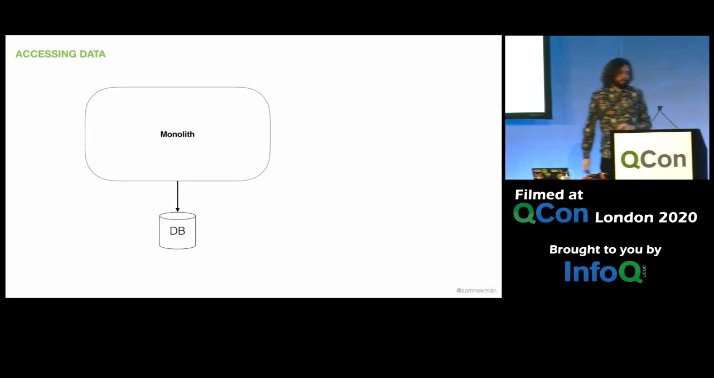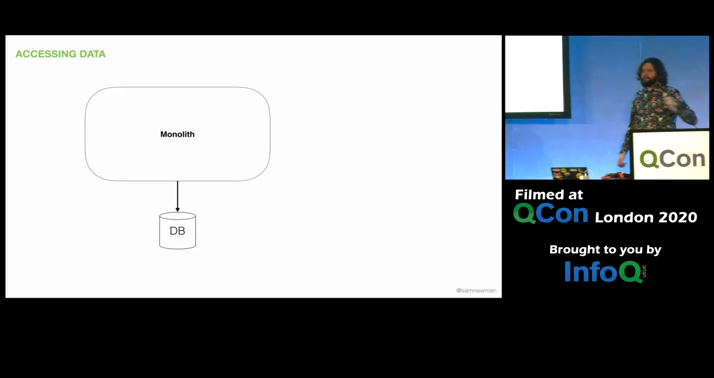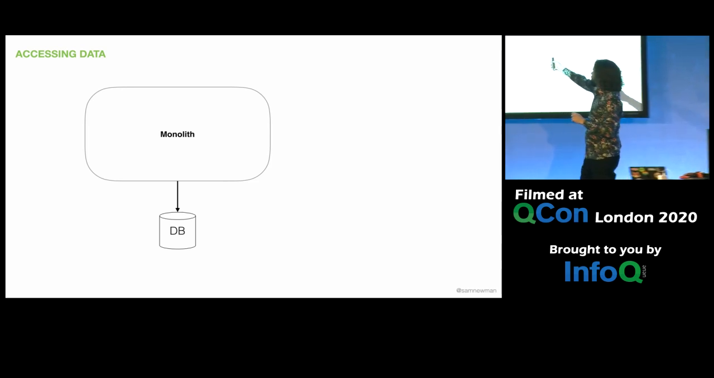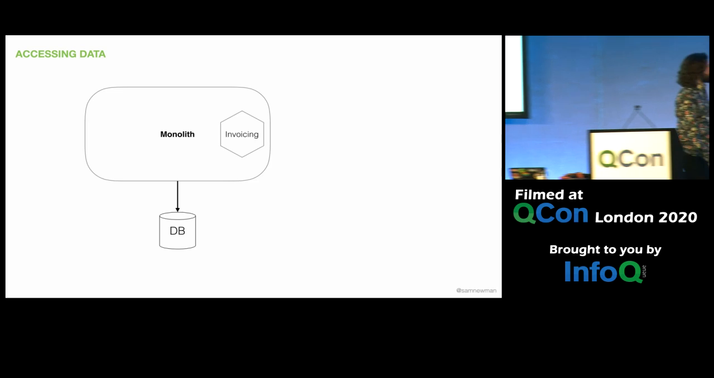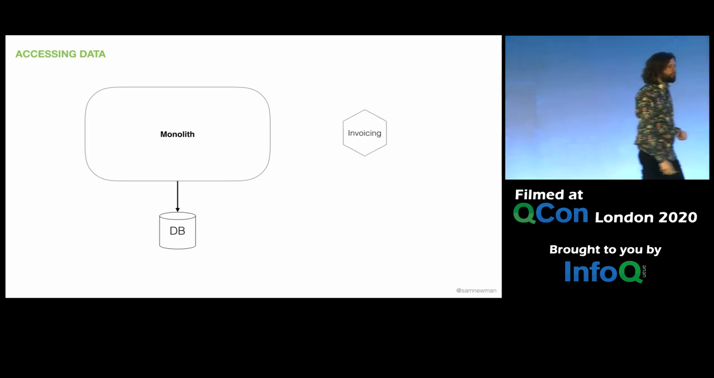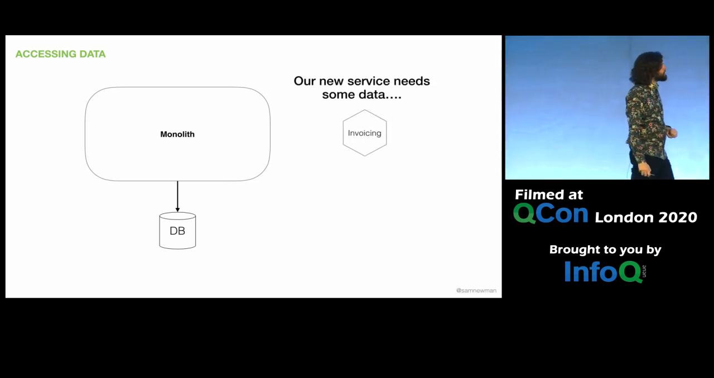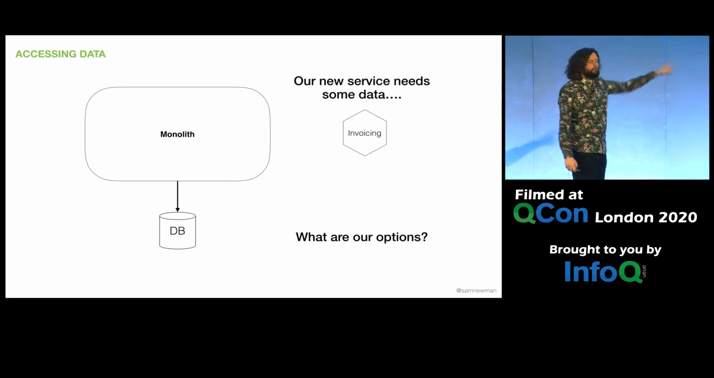So we skipped over data. I'm going to try and cover data off in 6 minutes and 7 seconds, so wish me luck. So here we have our existing monolithic application. We've got our data locked away in our system. We've decided that we're going to extract our invoicing functionality, but oh no, we need data, and the data is over here. So what do we do?